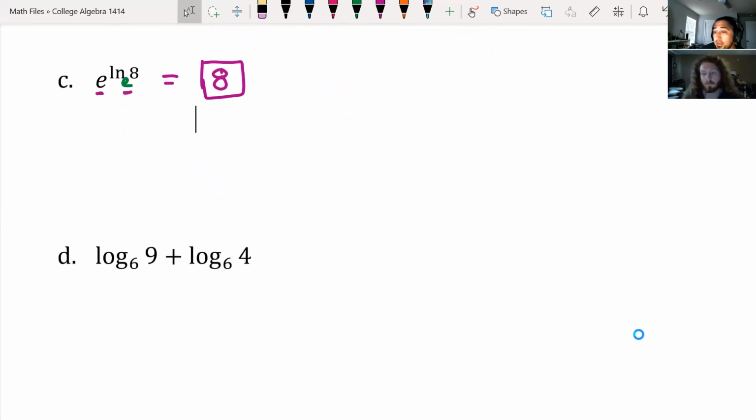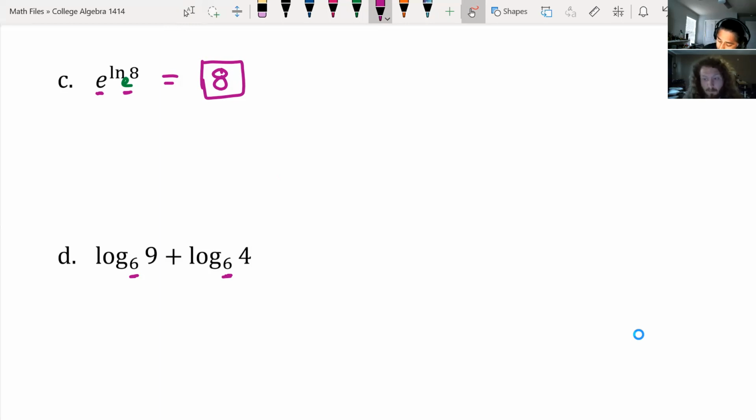D, log base 6 of 9 plus log base 6 of 4. So they're giving us the sum of two logs. And what we notice is that these logs have the same base of 6. So with the three important properties that we showed in the last page, we can take the sum of two logs that have the same base and rewrite them as a single log with the product inside.